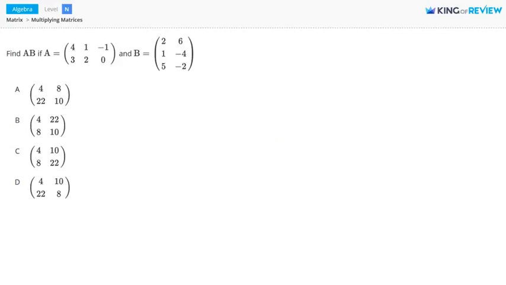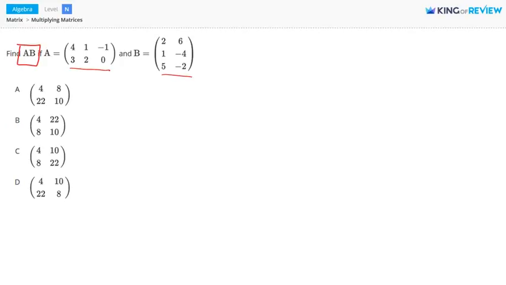In this problem, we want to find the product of matrix A times matrix B, and we're given these two matrices here. A matrix is a rectangular arrangement of numbers in rows and columns. The product of two matrices is defined as long as the number of columns in the first matrix is equal to the number of rows in the second matrix. So before we even attempt multiplying these two matrices together, we must double check that the product will be defined.